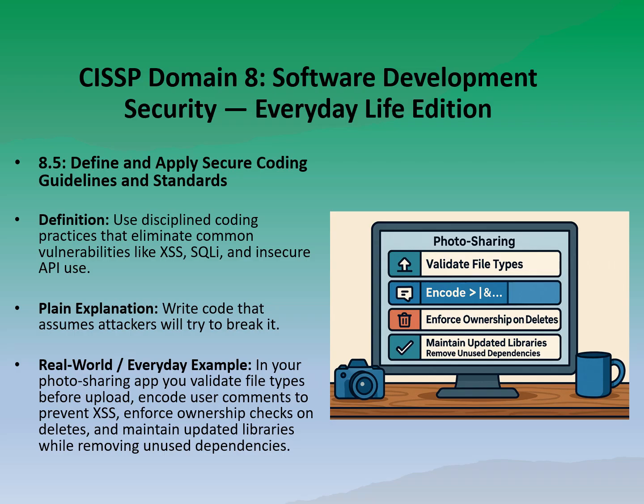Good code defends itself. When you restrict uploads to image files, you're practicing input validation. Encoding user comments blocks cross-site scripting. Ownership checks enforce least privilege. And pruning libraries keeps dependencies clean. Secure coding is about humility, expecting errors, anticipating abuse, and designing resilience. That mindset turns developers into guardians of trust.